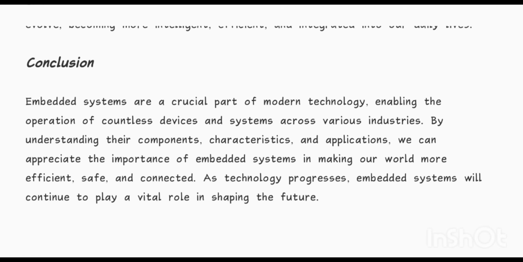Conclusion: embedded systems are a crucial part of modern technology, enabling the operation of countless devices and systems across various industries. By understanding their components, characteristics, and applications, we can appreciate the importance of embedded systems in making our world more efficient, safe, and connected. As technology progresses, embedded systems will continue to play a vital role in shaping the future.